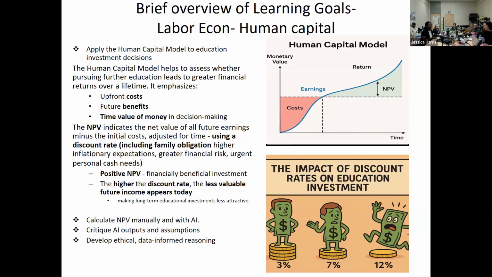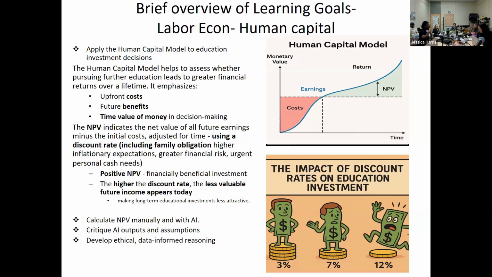So one skill we teach them is the NPV, the net present value of future earnings, right? And then minus the cost, because you're calculating your lifetime returns and then subtracting the costs from today. So we teach them to use a discount rate, and this is going to be personalized. It includes family obligations, right? It's like the time value of money, higher inflationary expectation, greater financial risk, or do I have some urgent personal cash needs? All of this is going to inform whether or not I should invest in education, right?